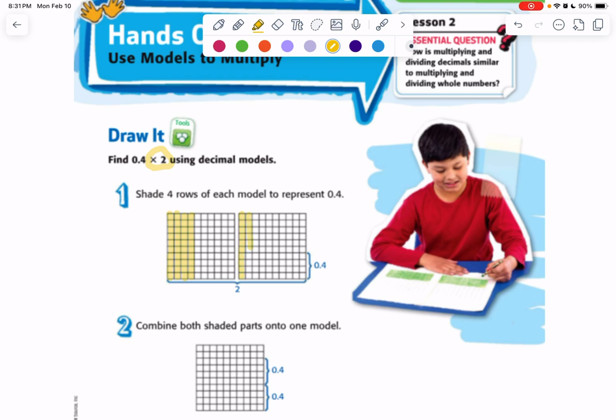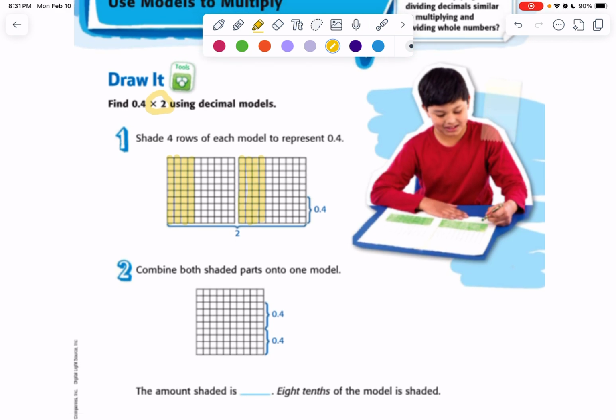1, 2, 3, 4. So do we have 2 sets of 4/10? Yes, we do. So in order to figure out what the product of 4/10 times 2 would be, we're going to put these 4/10 and these 4/10 together all on a 100ths model. Okay? So that's 8/10 in all, isn't it? 1, 2, 3, 4, 5, 6, 7, 8.